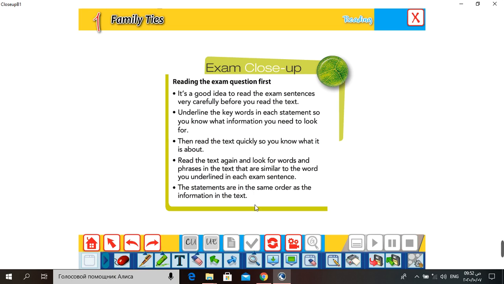So what you need to do is read the exam questions first, underline the keywords, and then look for them inside the text. Then you can find the answers. The order of the questions is going to be the same as the order of the information in the text itself. They are going to have the same order.